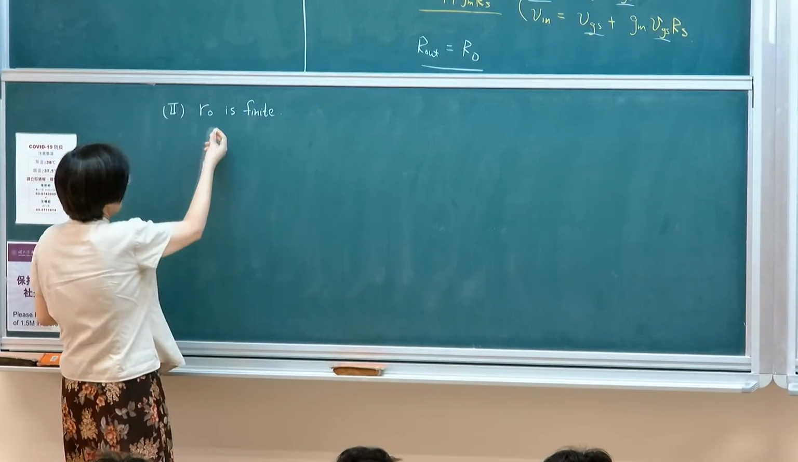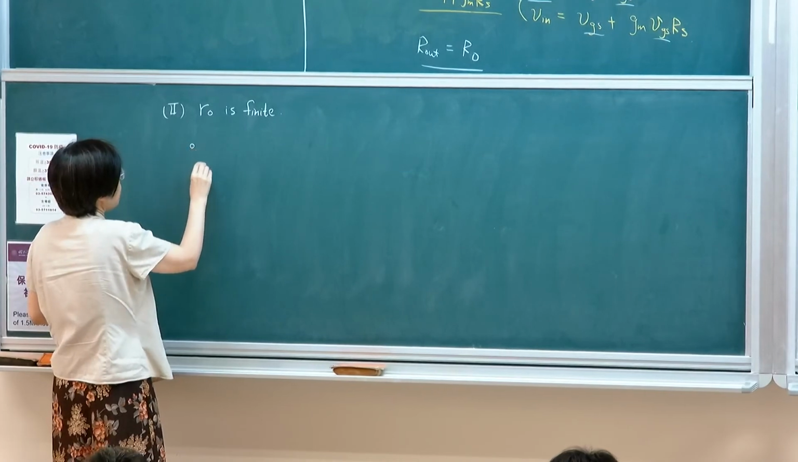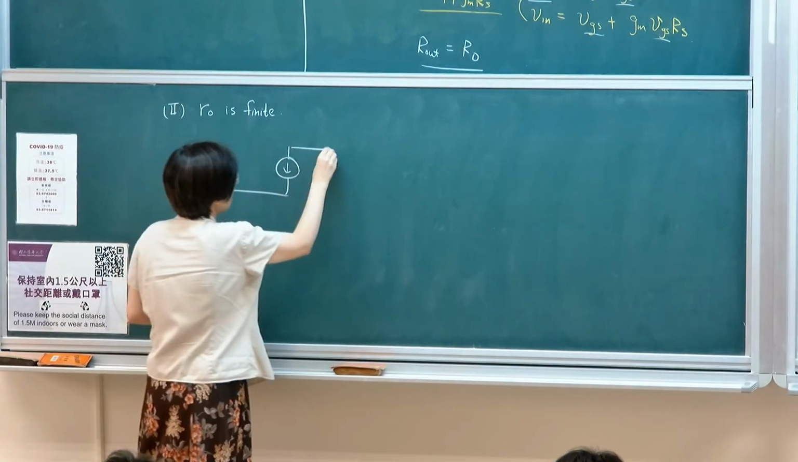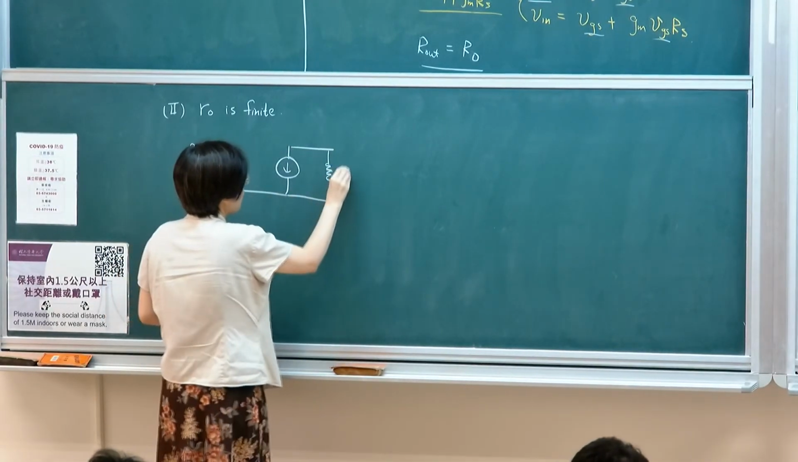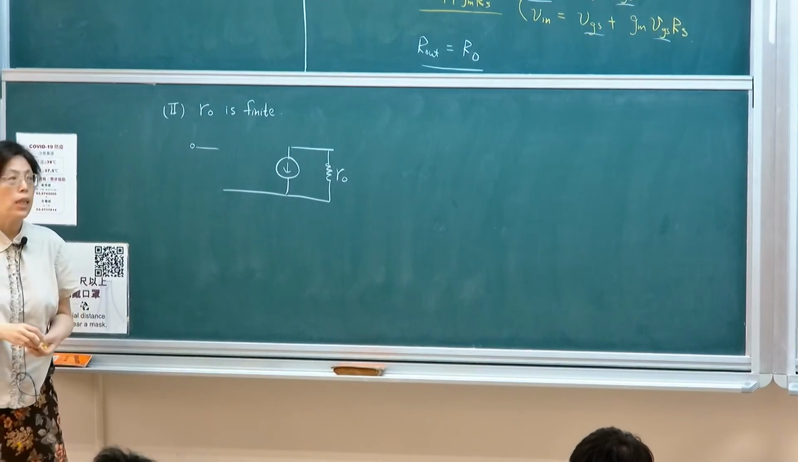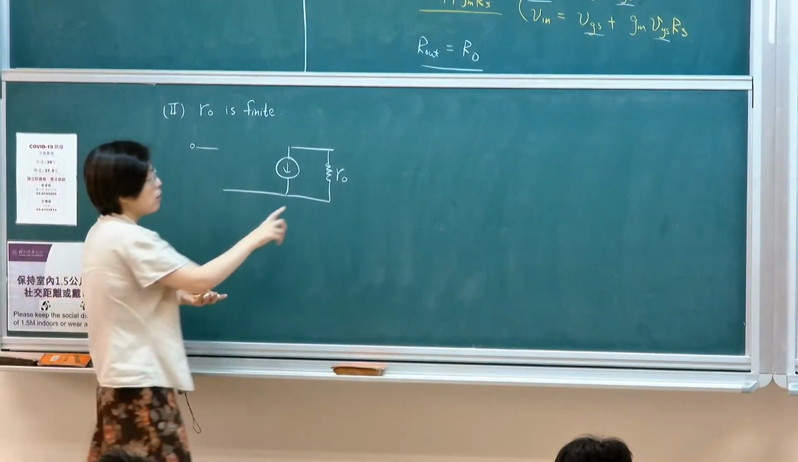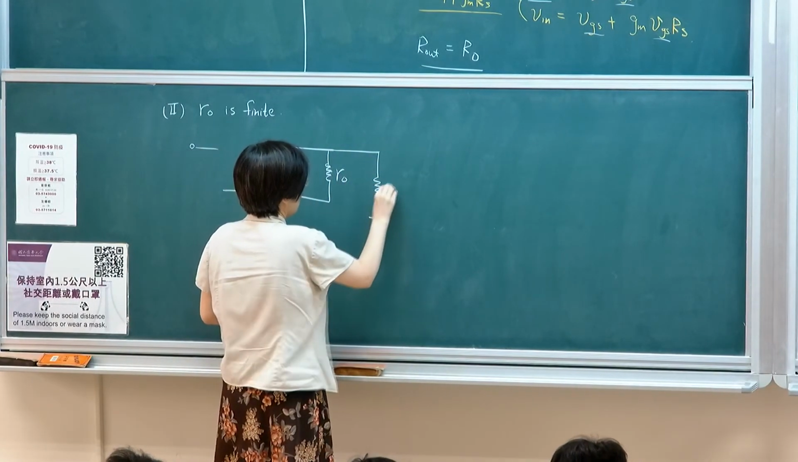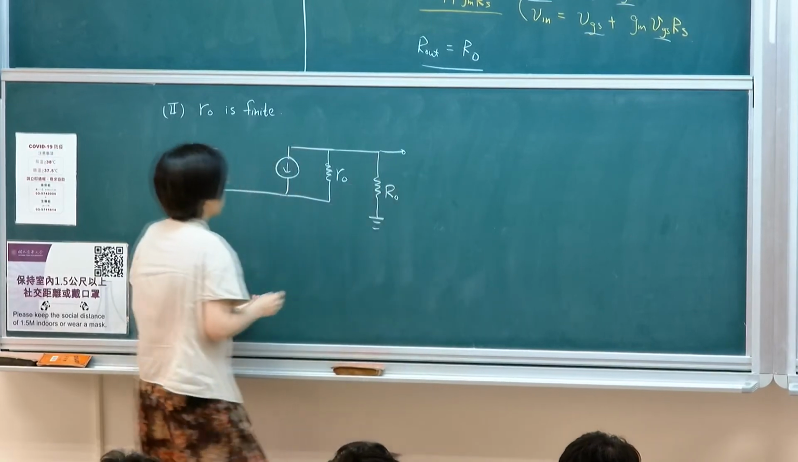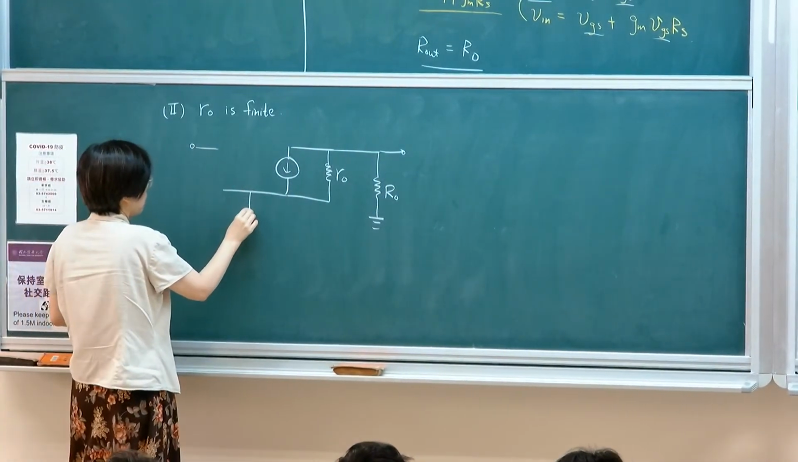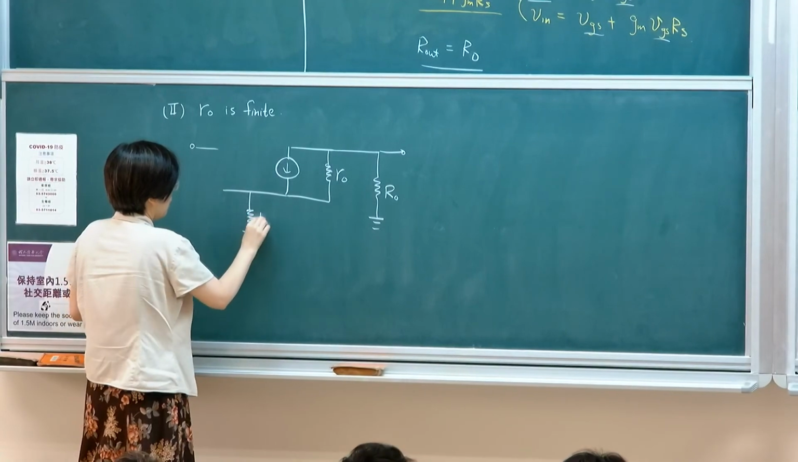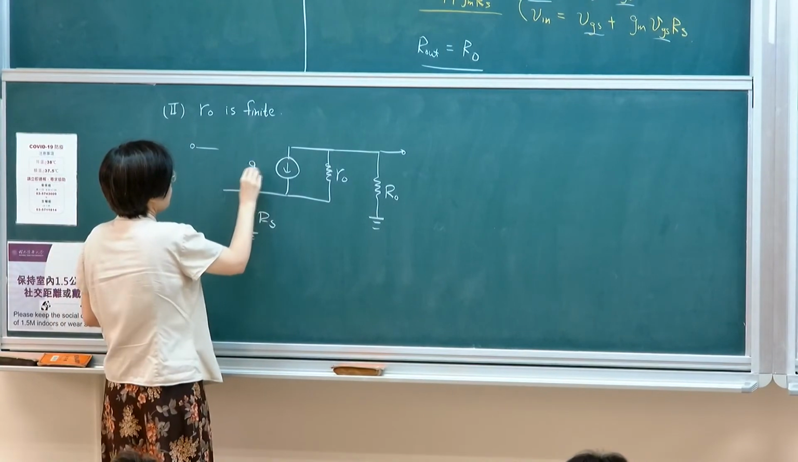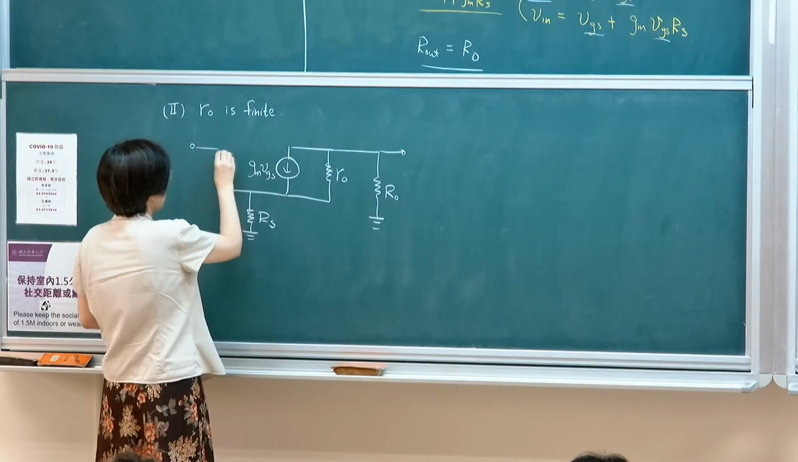So if RO is finite, we're still going to construct the same small signal model. The only difference is that this bridging between the gate and the drain and the source, there's a resistor in between. And this is R out. So we're going to repeat the same exercise when RO is being included. GM VGS. Okay?